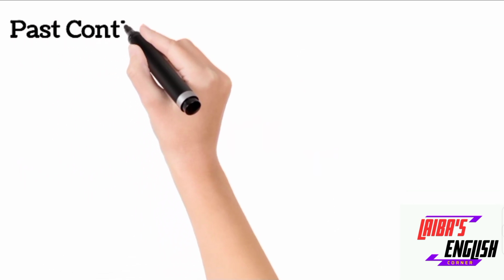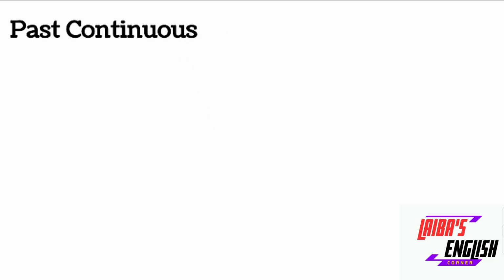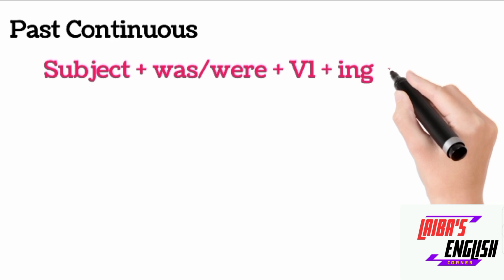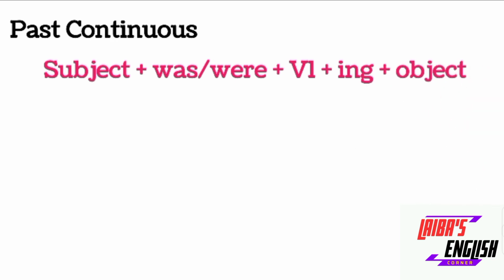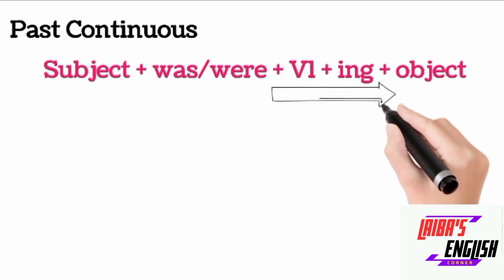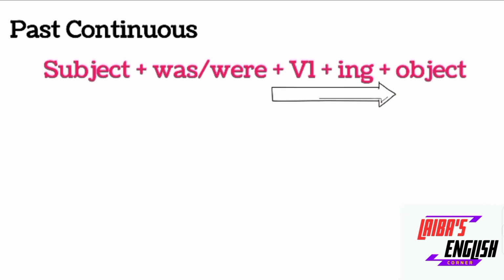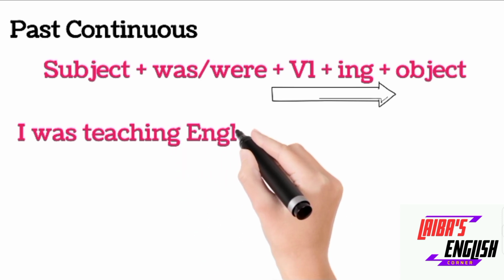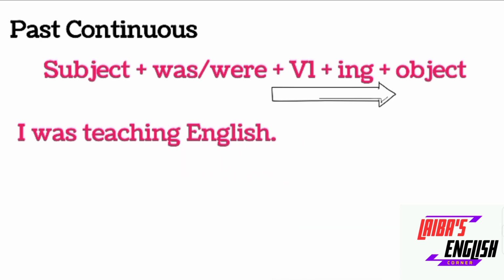Now we will move toward our second type, which is past continuous. First of all, we will see the structure of past continuous tense. For making a sentence past continuous, the things which we require is the subject. Then we need was or were as a helping verb, then verb first form plus ing plus an object. Now here we are using again verb first form. Why? Because remember this fact that whenever we are making a continuous tense, even if this is present, past or future, we will use verb first form plus ing.